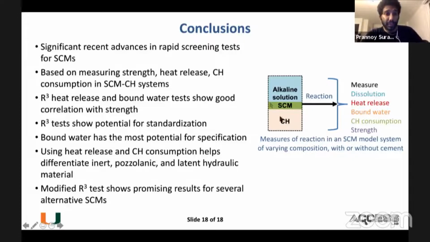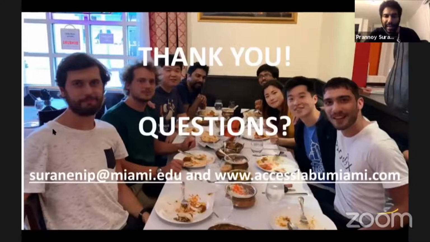There's various types of this, but typically the R3, the modified R3, and the lime strength have shown a lot of promise. The R3 test shows very good correlation with strength. It has significant potential for standardization. When it comes to specification, the bound water has a lot of promise. And what we have proposed is using heat release and calcium hydroxide consumption together, which helps differentiate inert, pozzolanic and latent hydraulic material. And finally, the modified R3 test shows very promising results for several alternative SCMs. So thank you very much for your time, and that's the end of my presentation.